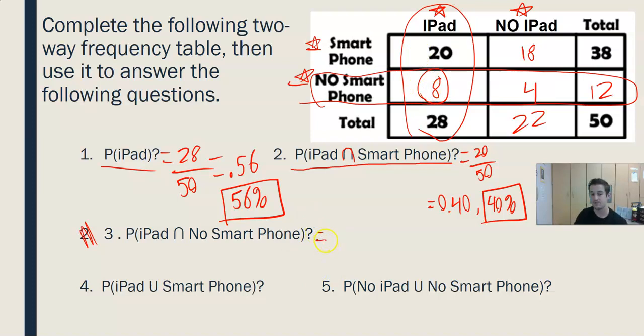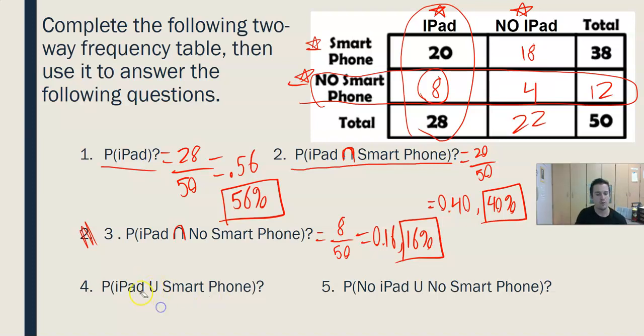So the probability of selecting someone who has an iPad and no smartphone is 8 out of 50. 8 divided by 50 is 0.16, or 16%. So 16% of the people in this group have an iPad and no smartphone. Those were some intersection problems. Now we're going to look at some union problems.